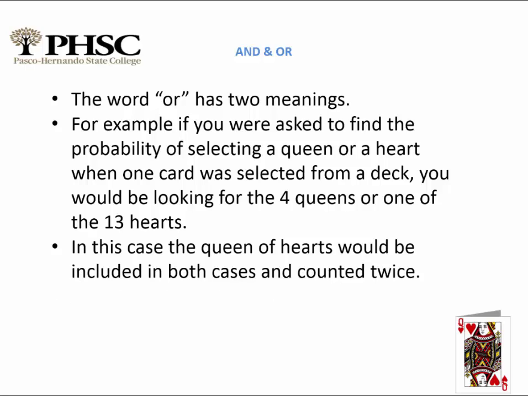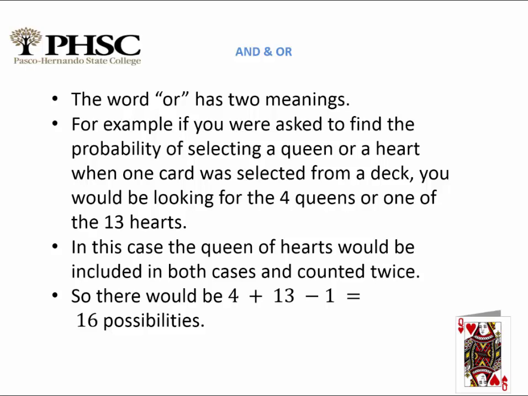So when we actually calculate the probability, we have to subtract that one card, or maybe more than one card, that actually fits in both categories. So in this case, instead of it being 17 possibilities, we actually have 16. The 4 queens, the 13 hearts, and then we take away the queen of hearts.